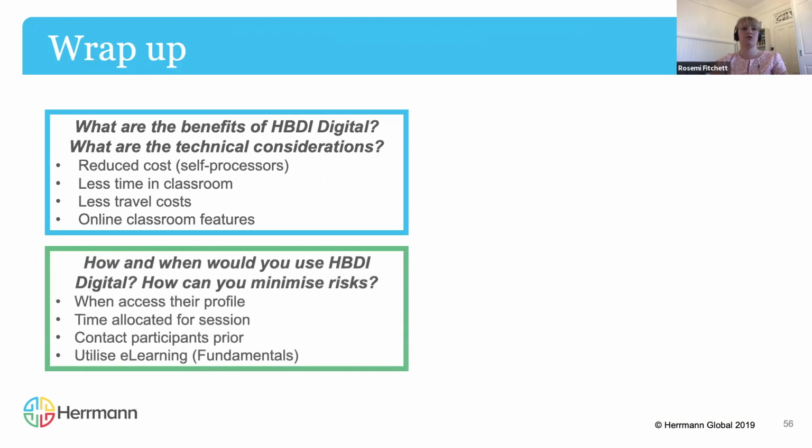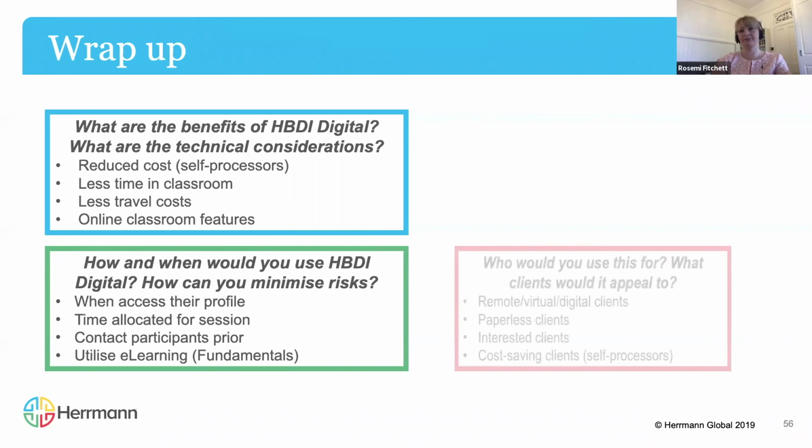In the green quadrant, how and when would you use it? How would you minimize risks? Well, you need to think about when they're accessing their profile. I prefer to give access prior. I give questions prior because I don't like dealing with lots of technical challenges of I can't get the URL, I can't log in, I can't see it. So I get them to do that prior. I also contact participants prior. So think about the structure of your learning. I use learning fundamentals. I run additional buy-in sessions virtually.